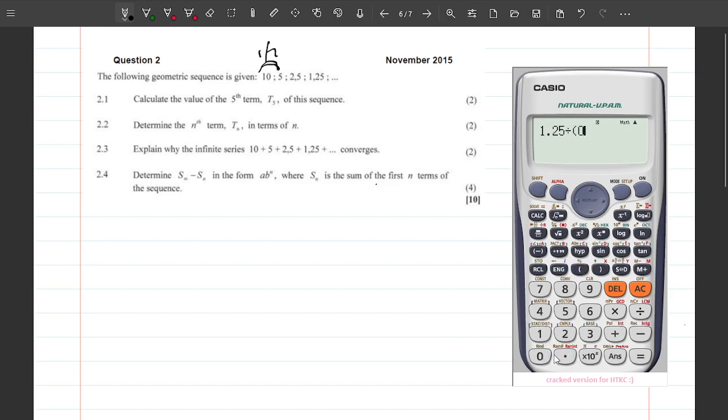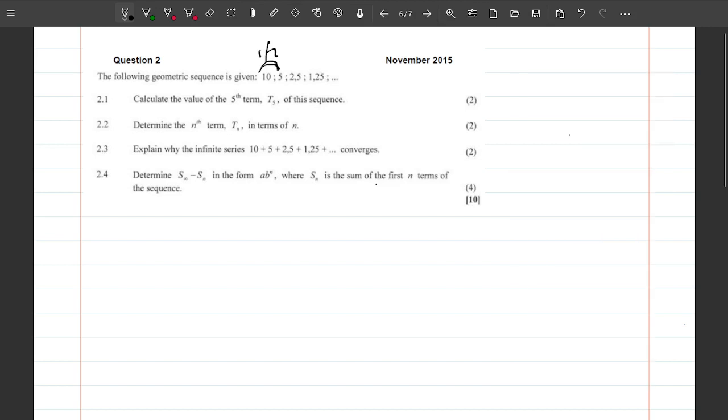And a half is 0.5. You can even put it as a fraction. You still end up with the same answer. So we get 5 over 2, which is 2,5. That's what we get for the next term then, 2,5.